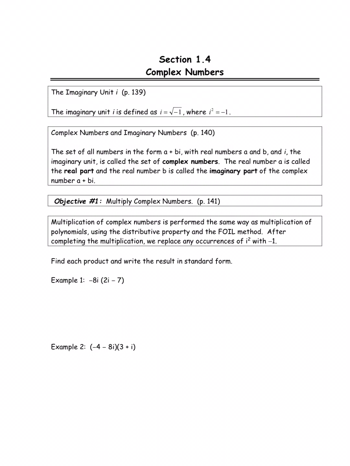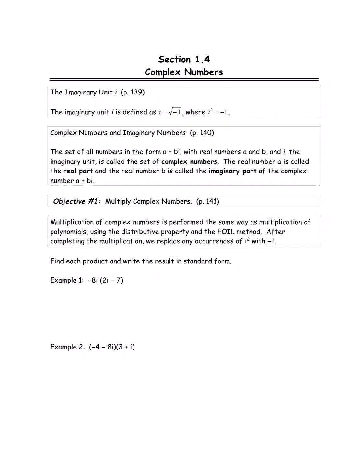The set of all numbers in the form a plus bi, with the real numbers a and b, where bi is the imaginary part and a is the real part, is called the complex numbers. Once again, the real part is a, and the b is the imaginary part of the complex number a plus bi.